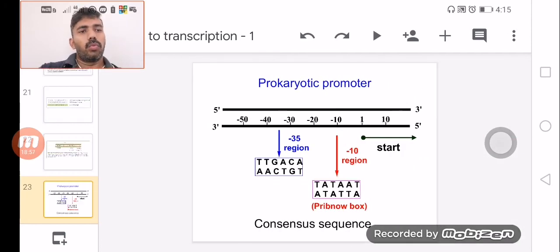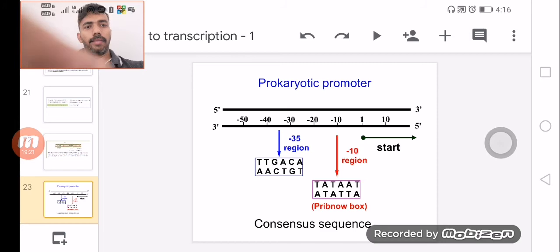So let's have a closer look here. The sequence at -10 is TATAAT. It's a consensus sequence, and that particular sequence is otherwise also called the Pribnow box, right? And at the same time, at the -35 region, we have another consensus sequence called TTGACA.